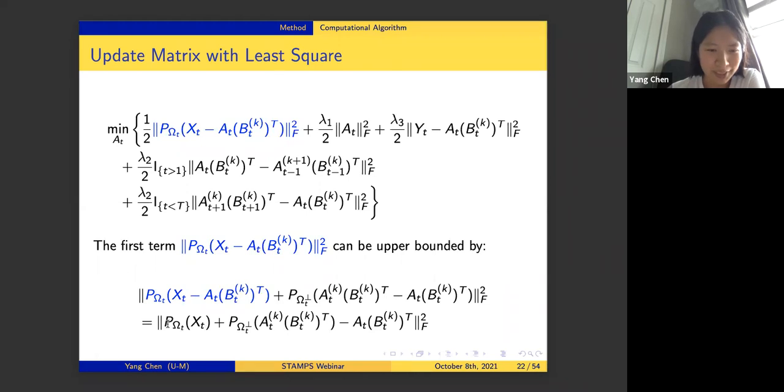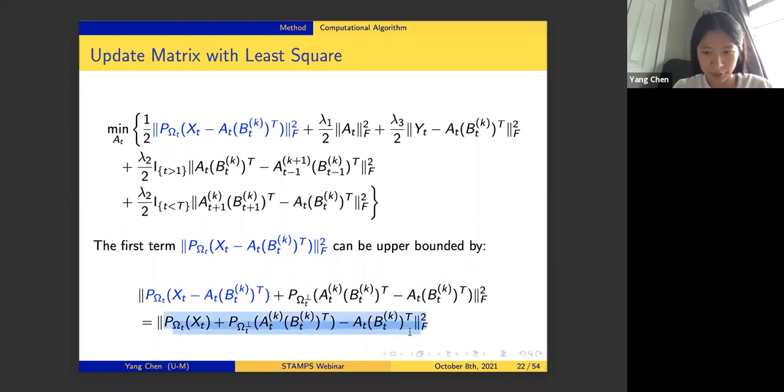So the trick that we did is that because omega t is taking the non-missing entries, omega t orthogonal is the complement, which takes the missing entries. So the L2 norm of this operator should be smaller when you add in an extra term. This extra term could be anything, but it has to be within the set of omega t orthogonal, that's the complement for omega t.